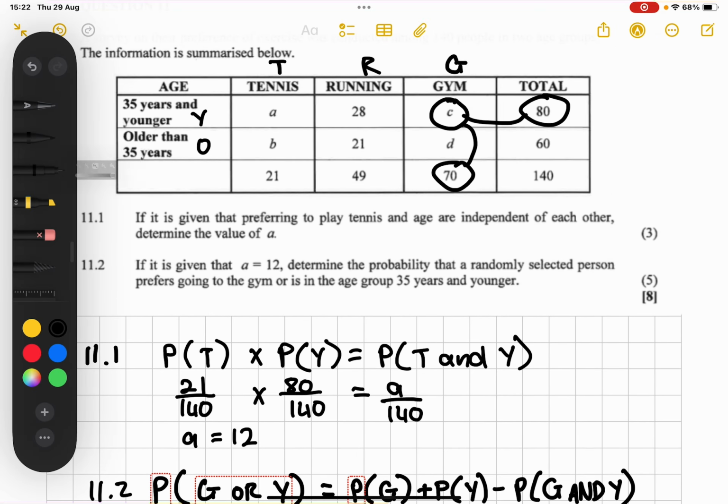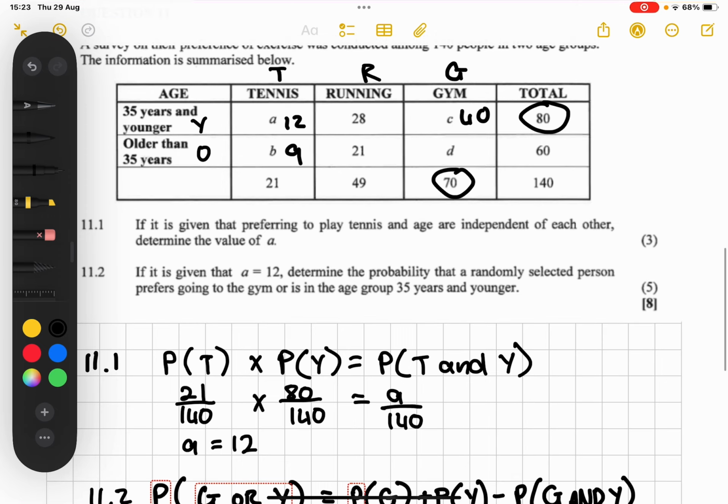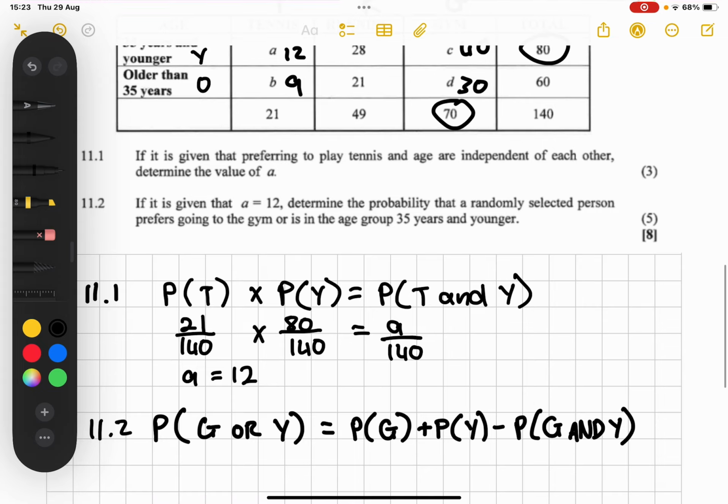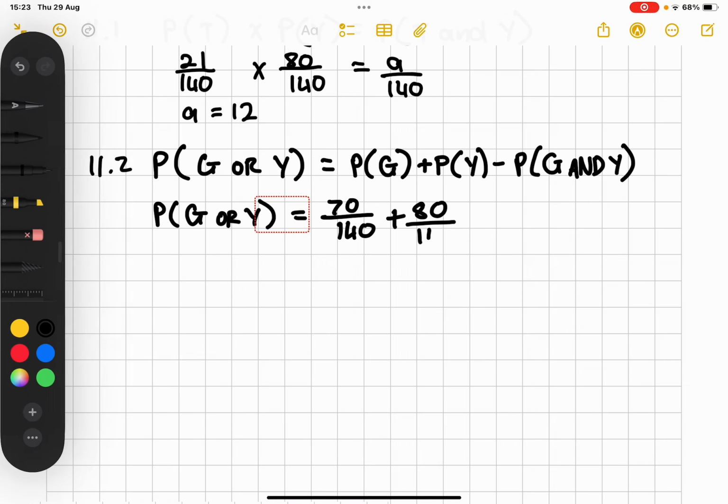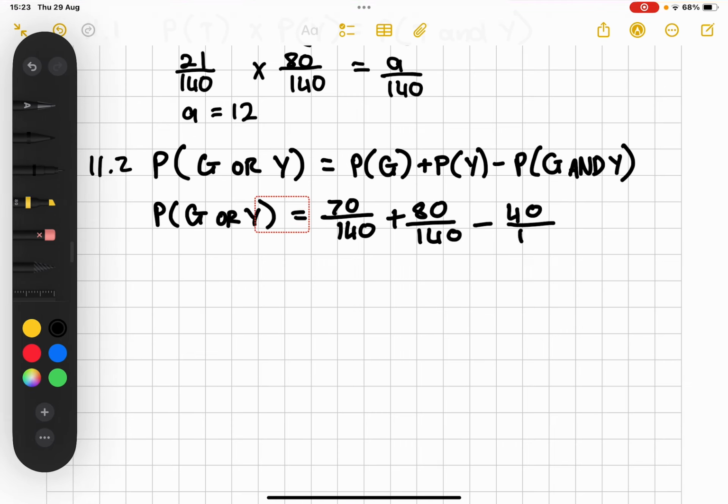In the previous question, they tell us this is 12, and so this is then 9. More importantly, if we say 80 minus 12 minus 28, we are left with 40 being our C value, and that means this is 30. We don't really need that, but good to fill it in. That means the probability of gym or young is equal to 70 over 140 plus 80 over 140 minus 40 over 140.